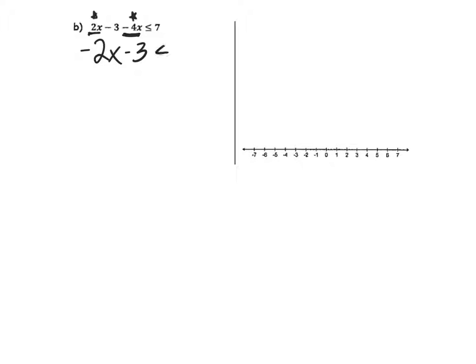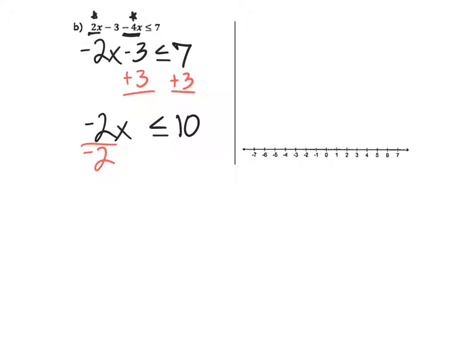I think I need to get some other color in here. Okay, now let's do red. Add 3 to both sides. Negative 2x is less than or equal to 10 plus 3, which is 13? No, negative 2x less than or equal to 5. Oh, divide by negative 2.